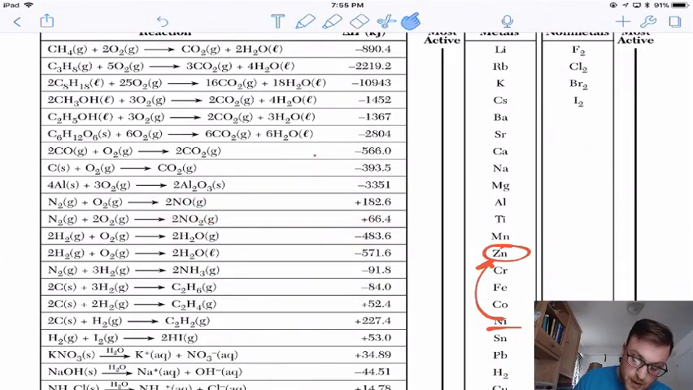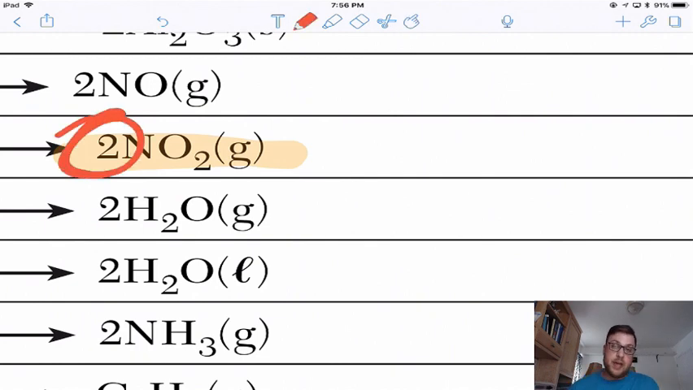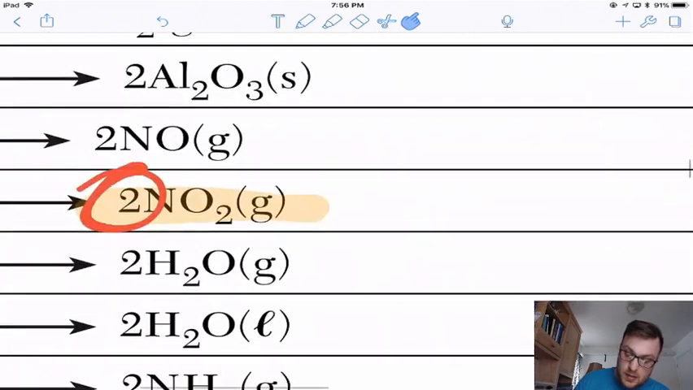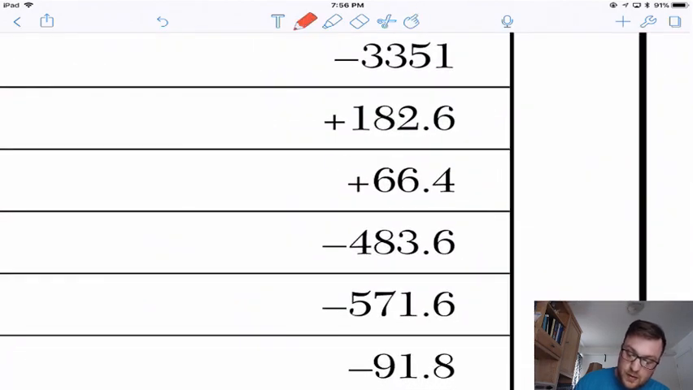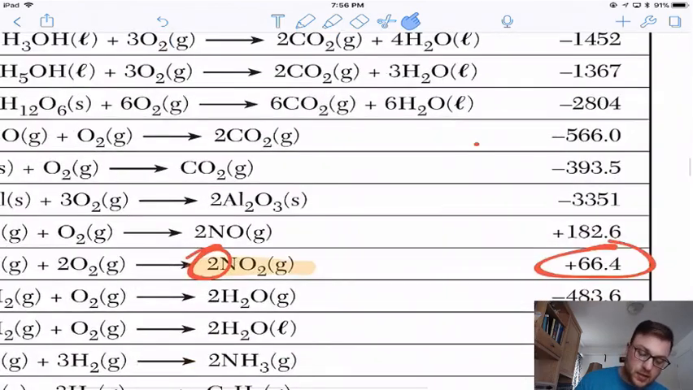Because right above NO2 gas is 2NO gas. Why do they do that? I don't know. This reference table is the worst. So, there's NO2 gas, and that's 2 moles of NO2 gas. And 2 moles of NO2 gas has a value of 66.4 kilojoules. Kilojoules? Yes, kilojoules.